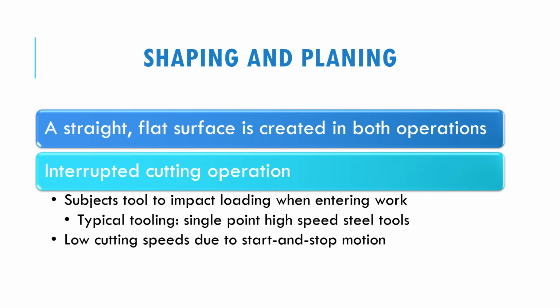Both shaping and planing are used for machining a straight flat surface. It is also an interrupted cutting operation where you can stop in between and then restart again. It subjects tools to impact loading when entering the work. Typical tooling is single point high speed steel, and the cutting speed is low due to the start and stop motion.